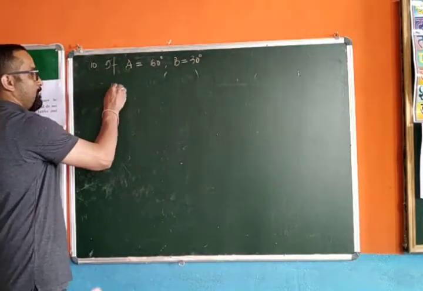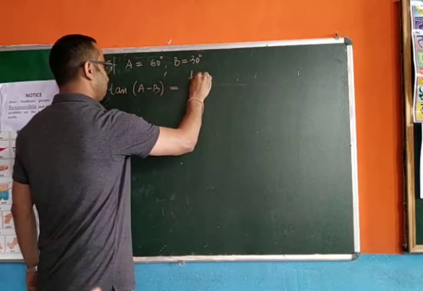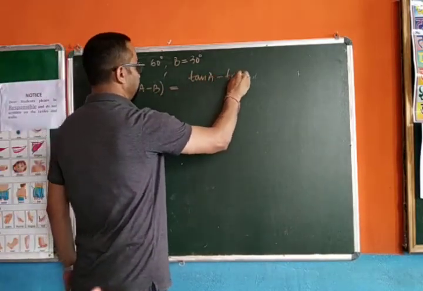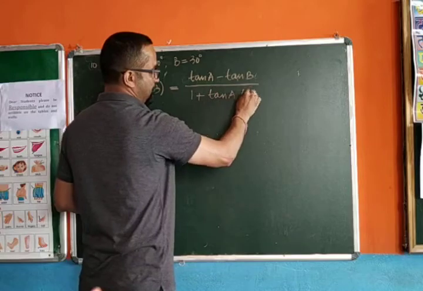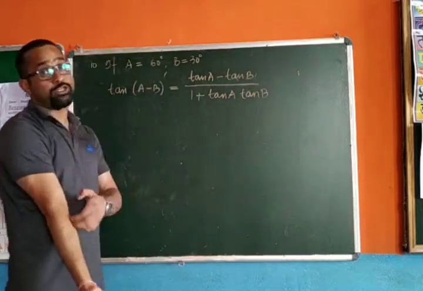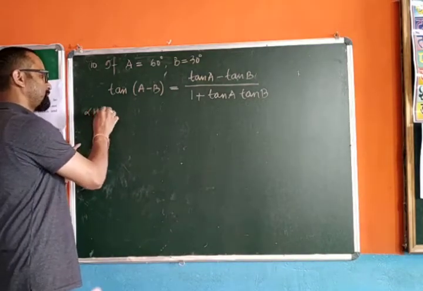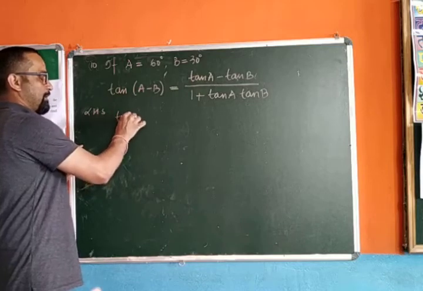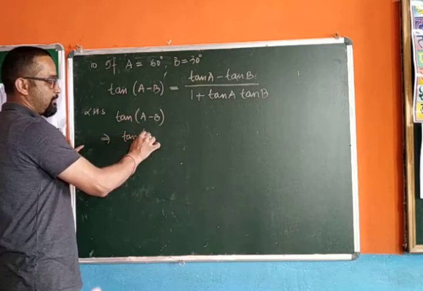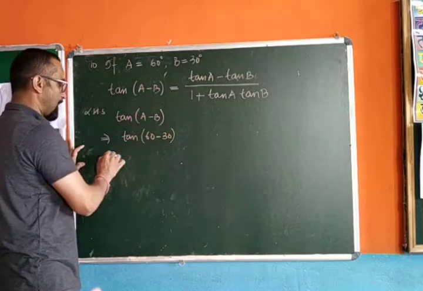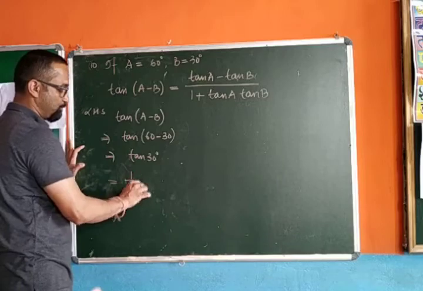Question number 10(4). Tan A minus B is equal to tan A minus tan B divides by 1 plus tan A tan B. Another trigonometrical formula. Left hand side, tan A minus B. Substitute the angles. Tan 60 minus 30. Subtract. You get tan 30. Tan 30 is equal to 1 upon root 3.